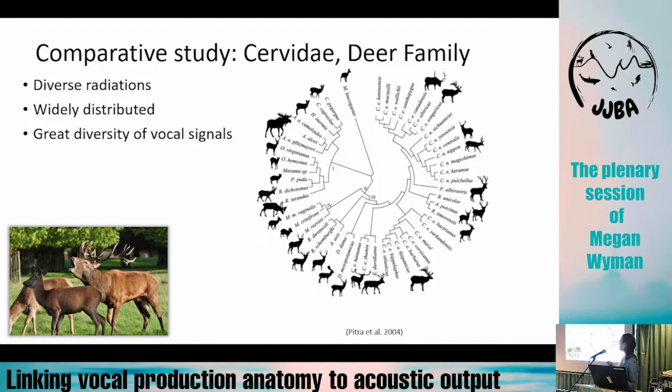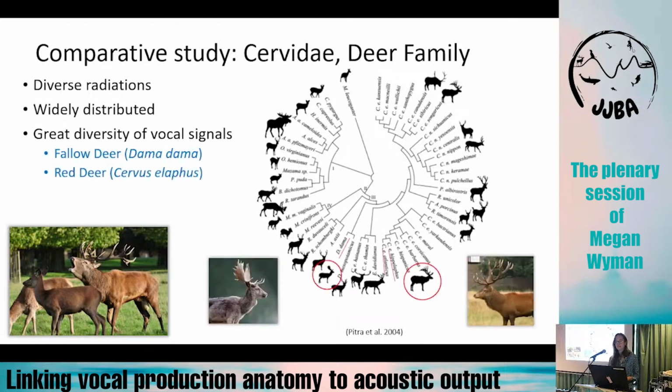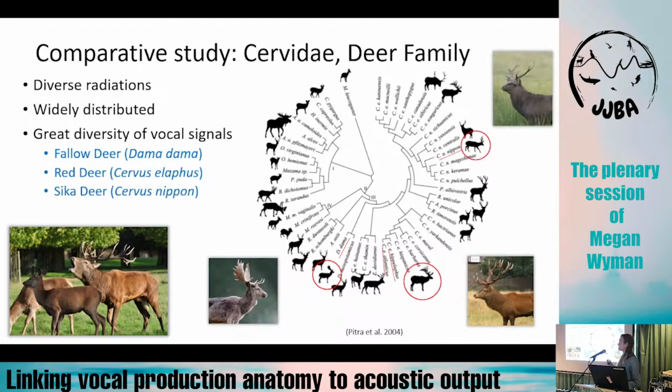They're widely distributed geographically, and oscillations in the Ice Age meant that they expanded in a lot of radiations, so there's a lot of different species in a lot of different areas, and there's a great diversity of vocal signals. The ones I'm focusing on here are fallow deer, red deer, and sika deer. And it's hard to tell from this diagram, but the red and the sika are quite closely related, and fallow deer are a little bit more distant. These deer all have very similar mating systems, though.